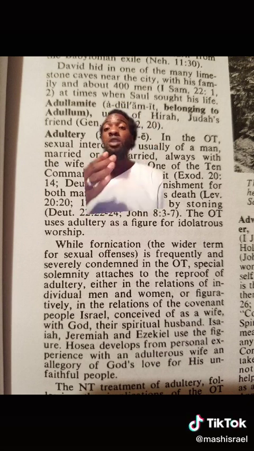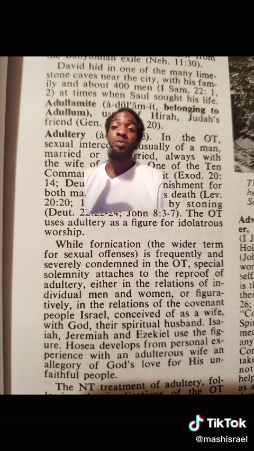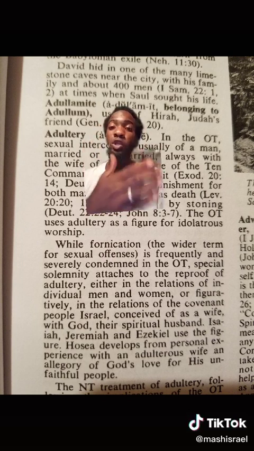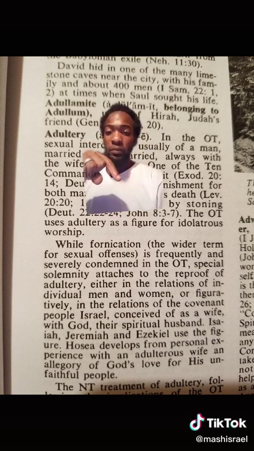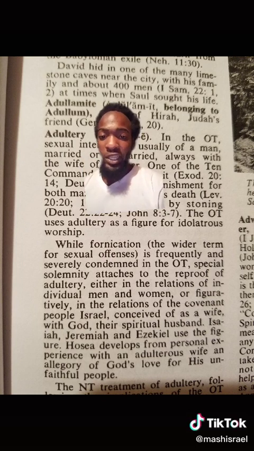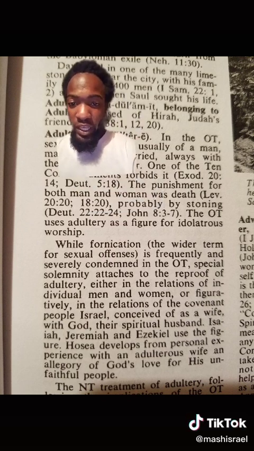Now, with that being said, when we go out and we worship other gods, we're committing adultery on the husband. We're cheating on God. So it's adultery and idolatry at the same time. I'm going to prove it. While fornication, the wider term for sexual offenses, is frequently and severely condemned in the Old Testament, special solemnity attaches to the reproof of idolatry, either in the relations of individual men and women, or figuratively in the relations of the covenant people Israel, conceived of as a wife, with God their spiritual husband.